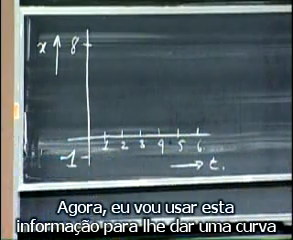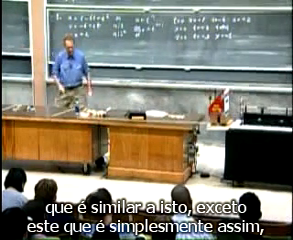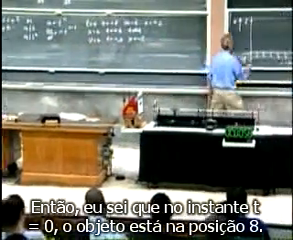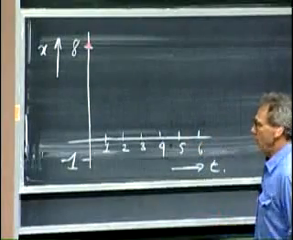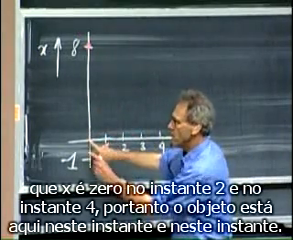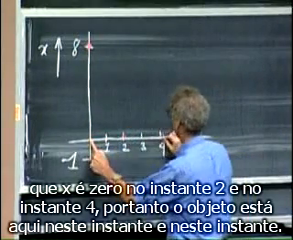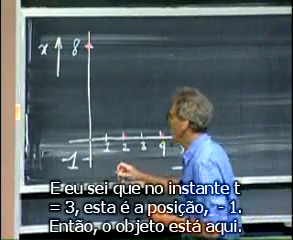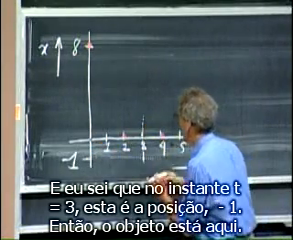Now I'm going to use this information in order to give you a curve which is similar to that one, except this is a simple one. This is just a parabola. So I know that at time t equals 0, the object is at position 8. I know that x is 0 at the time 2 and at the time 4. So the object is here at this time and at this time. And I know that at time t equals 3, it is at position -1. So the object is here.